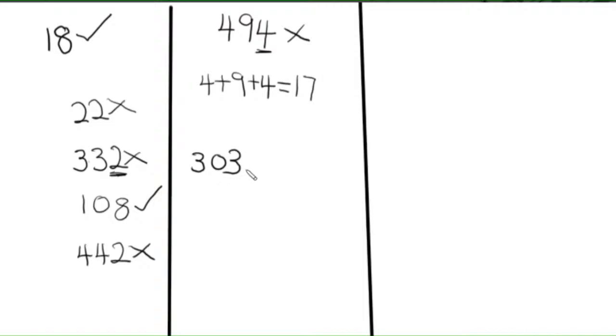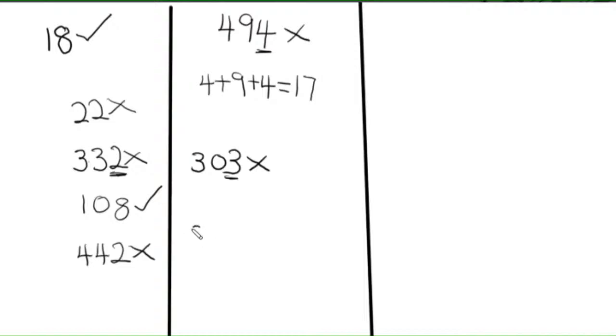3 is not an even number. Let's check the last digit of this number. It is 3. And 3 is not an even number. But let's check if the sum is divisible by 9. 3 plus 0 is 3, plus 3 is 6. It is also not divisible by 9. So automatically, 303 is not divisible by 18.